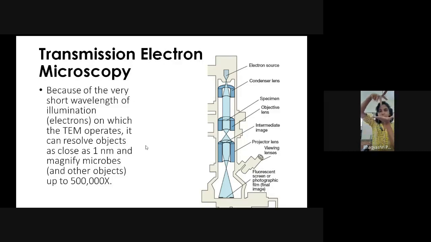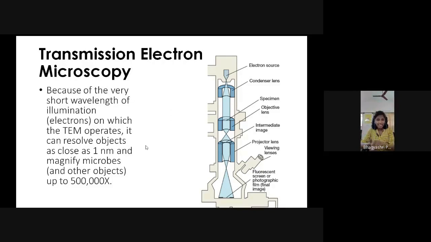बीच में sample रहता है. It goes through the sample, transmits through the sample, and comes out from below. And below we have a set of lenses through which we observe. So that is how transmission electron microscopy works.